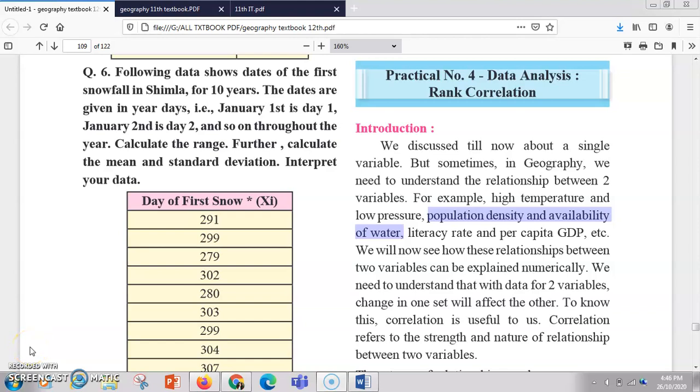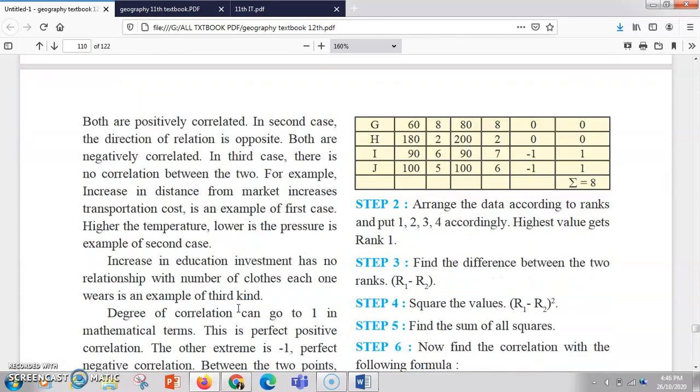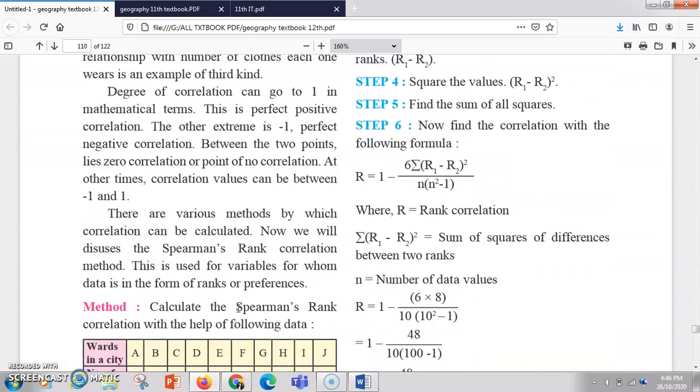Hello students, in this video we are going to study practical number 4, that is data analysis, rank correlation. The first video is already uploaded on the channel. You can go through it. In the first video I have explained all the terms of rank correlation, including Spearman's correlation formula, and we have solved one example also. That first example, which is there in the textbook, is already solved, along with the explanation, in part 1.